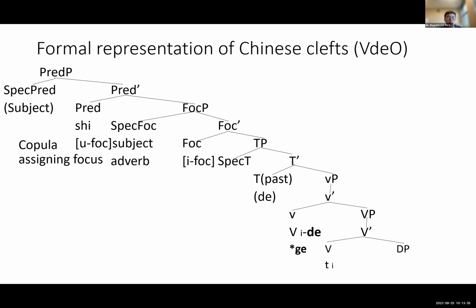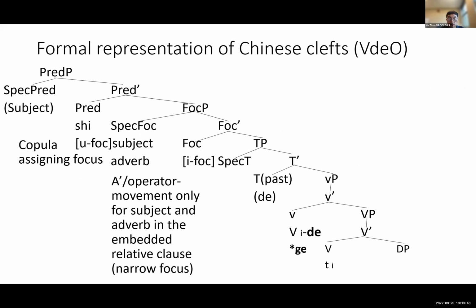So with VdeO, it's like this. We also have a matrix copula assigning a focus. However, the internal structure is a bit different, and we analyze de as a past tense marker. And I argue that it undergoes affix hopping to a lower position where it gets affixed onto the verb. And here, operator movement only applies to subject and adverb. We can't move the entire thing to the specifier of FocP as we had in the previous slide. So we only have some narrow focus here rather than broad focus. So these are two formal representations of the VOde and the VdeO.